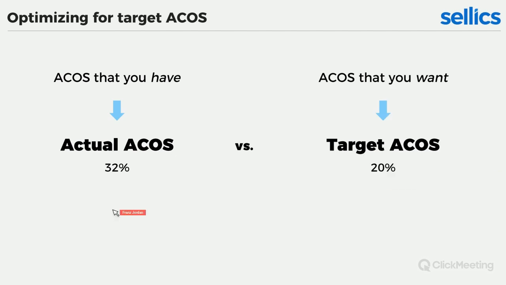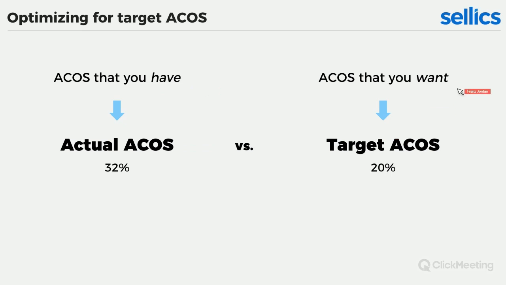And so typically this is what we see. Typically we see that the actual ACOS that our users are having when they join Sellics is a lot higher than what they're actually aiming for, right? So it could be that you have a current ACOS of 32%, but you're actually aiming for a target ACOS of 20%, right? So the actual ACOS is the ACOS that you have, whereas the target ACOS is the ACOS that you want to have, right?